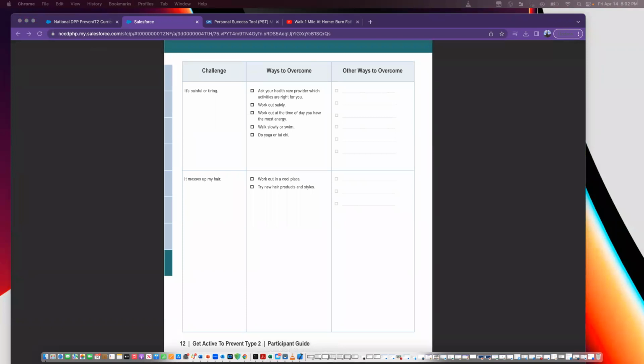And the other thing is to work out safely. Work out at the time of day you have the most energy. Walk slowly or swim. Do yoga or tai chi. Yoga and tai chi are really slow exercises which are really good for you. They help you stretch and keep your muscles nimble and nicely stretched so that you're not stiff.